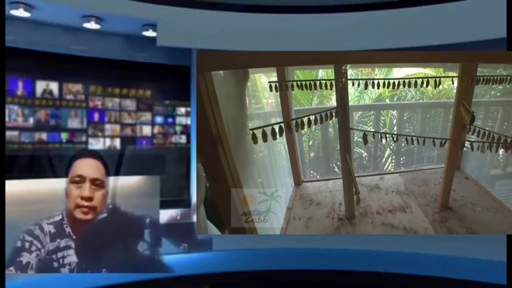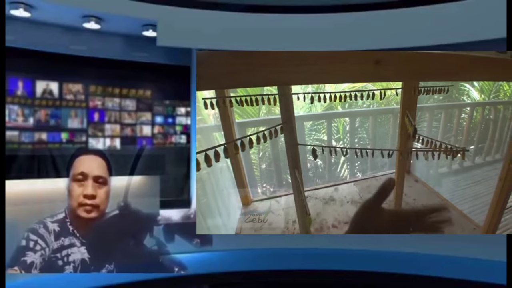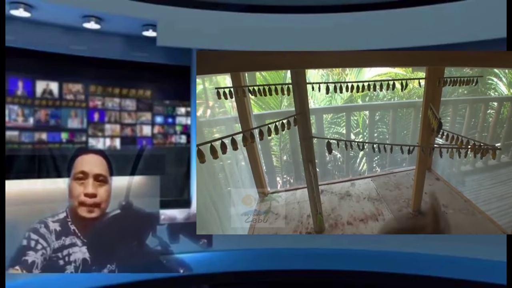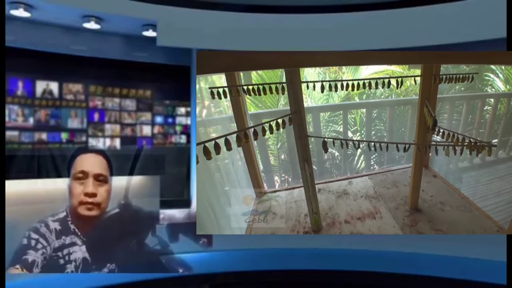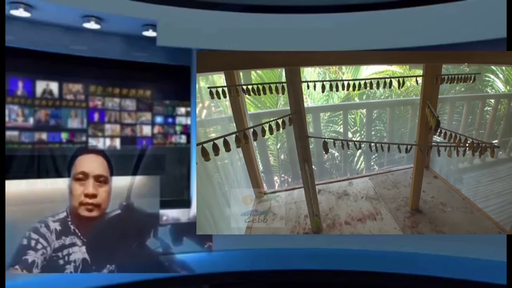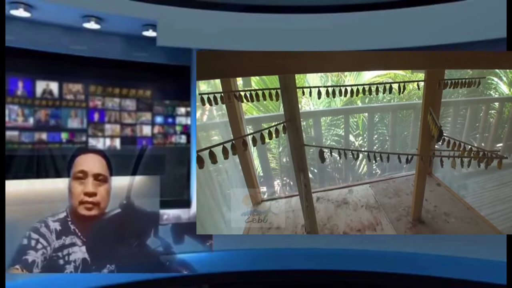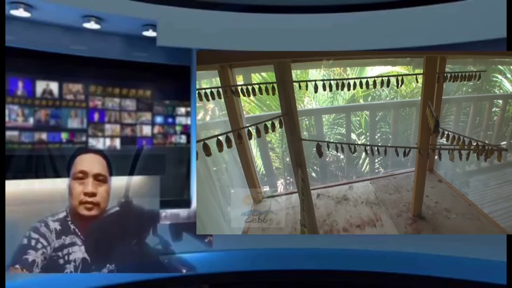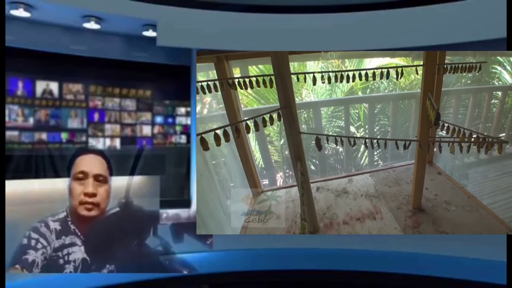So the pupa, in 10 to 15 days, they will hatch and they will become butterfly. So in 10 to 15 days, the butterfly will come out from its casing, but they cannot fly yet because their wings are still wet. So we're going to wait for an hour to make their wings dried and hardened. The dark pupas are already damaged because out of 100%, only 10 to 20% will survive.